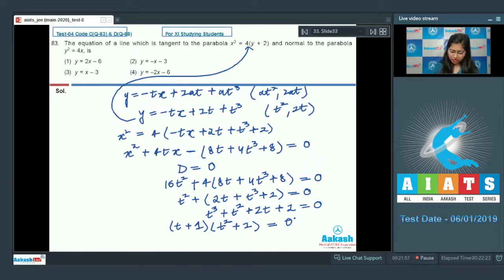Therefore, the equation of line will be y equal to, putting t equal to minus 1, we will get x minus 2 minus 1. So the equation of the line is y equal to x minus 3. Hence, the correct answer is option number 3.